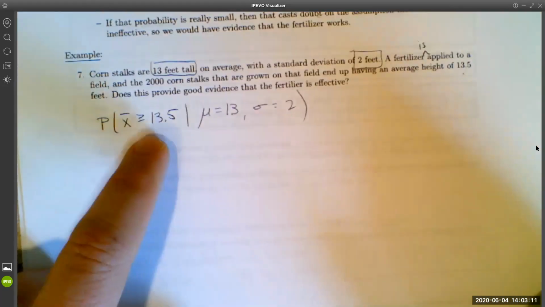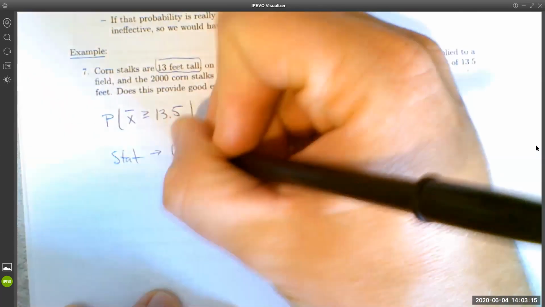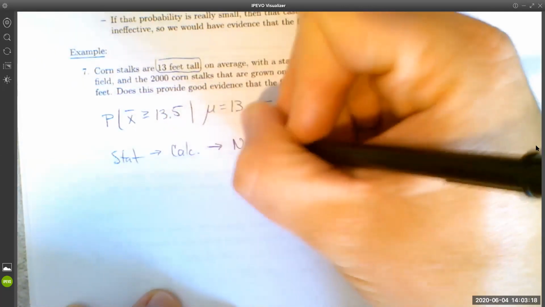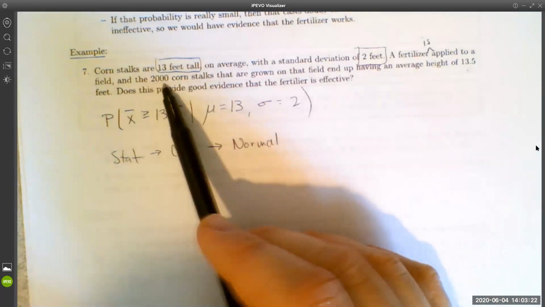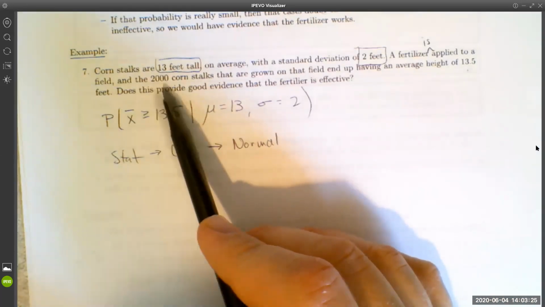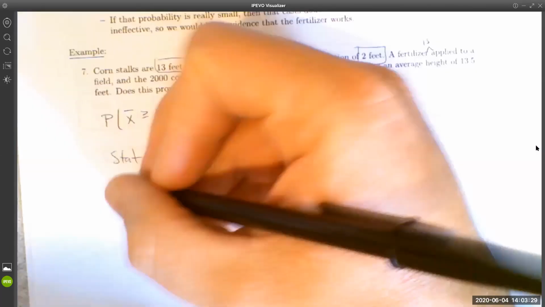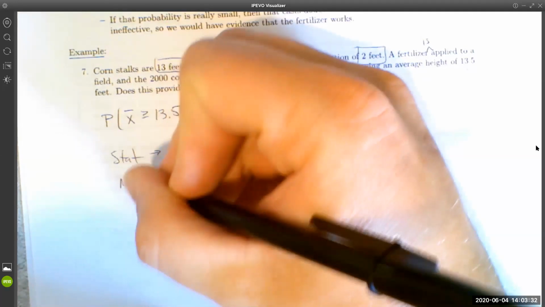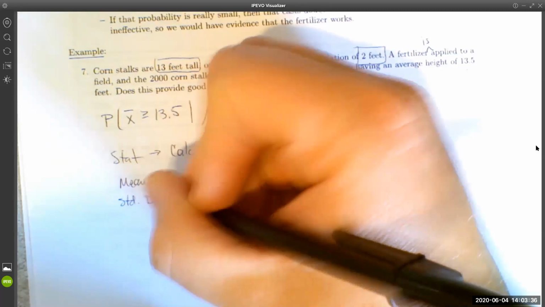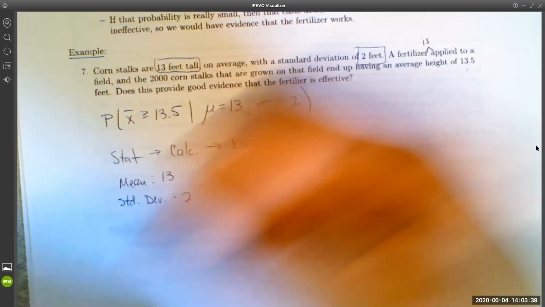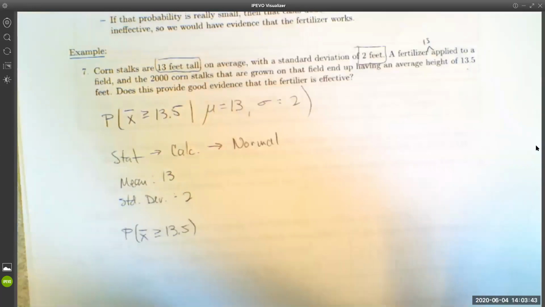So to compute this probability, we're going to go stat, calculators, normal. We're justified to use the normal calculator because our sample size is 2,000, right? That's way bigger than 30. So we go stat, calculators, normal, and we're going to put in for the mean 13, for the standard deviation 2, and then we're going to look for the probability X bar is greater than or equal to 13.5. Let's see what we get.